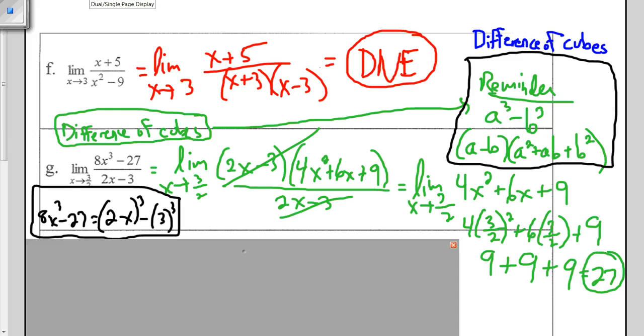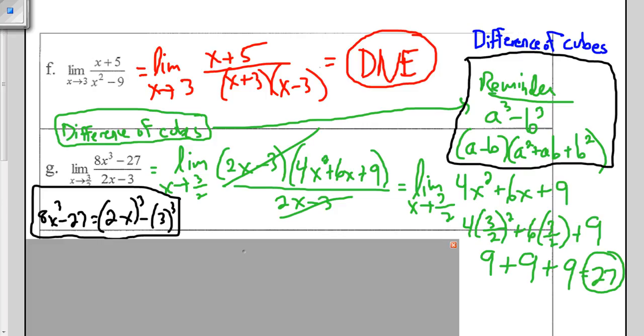Next page, check these two. The first one doesn't exist. You can't cancel anything. Direct substitution doesn't work. There's no way to rationalize, so it doesn't exist. This one, 8x cubed minus 27, is going to be the difference of cubes, and it's (2x) cubed minus 3 cubed. It's not 2x quantity all cubed. So I know that's a mistake that happens every now and then.